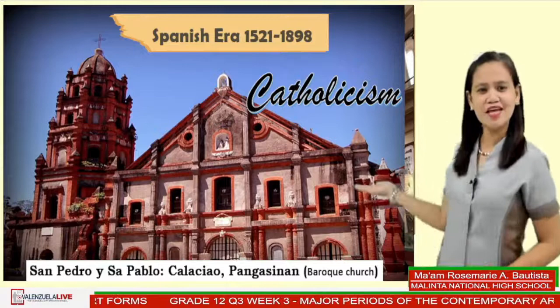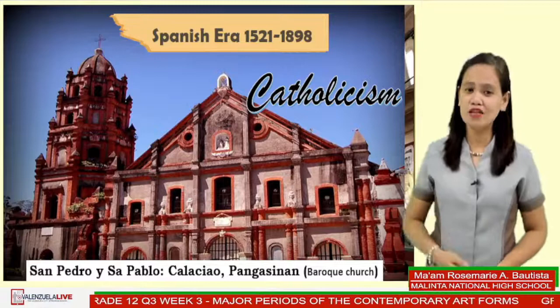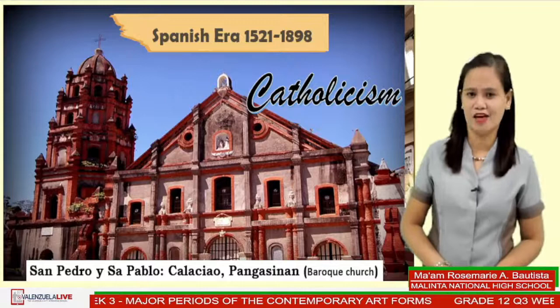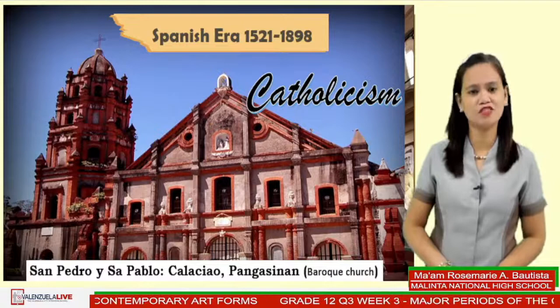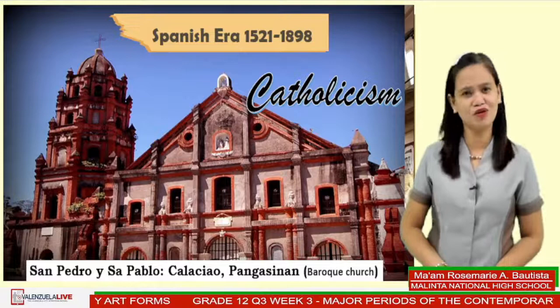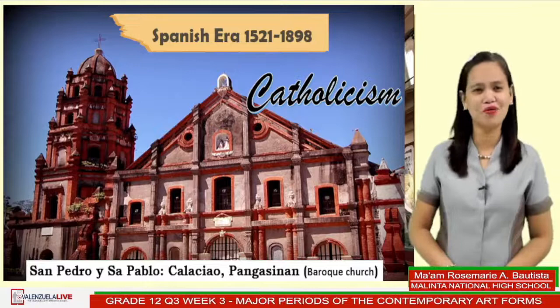The Saints Peter and Paul Church in Calasiao, Pangasinan, was built before 1763 in the Baroque style of architecture. It is one of the biggest churches in the province. It is interesting to note that the church is one of the 26 Spanish colonial churches branded as National Cultural Treasure.